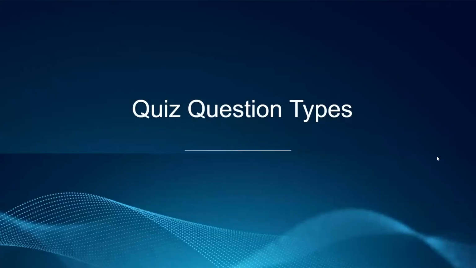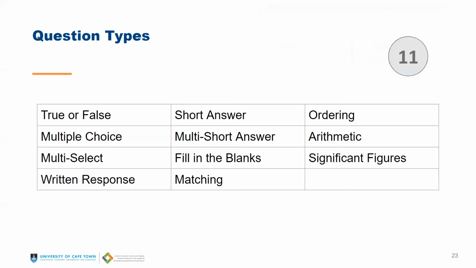Right, and on the next slide, we're going to take a look at the different quiz question types that are available. As I mentioned, there are 11 question types. So you can see here, some of these will be very familiar to you, very default options, like true/false, multiple choice, written response. I'm sure you're very familiar with those, matching, fill in the blanks, etc.